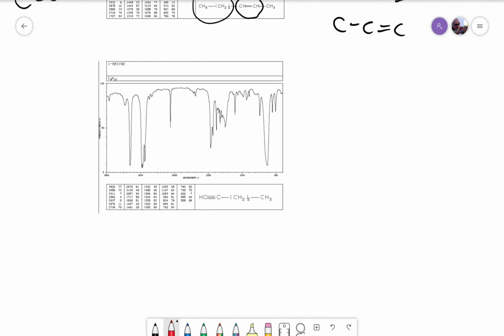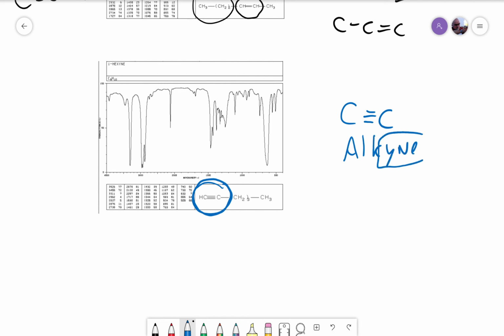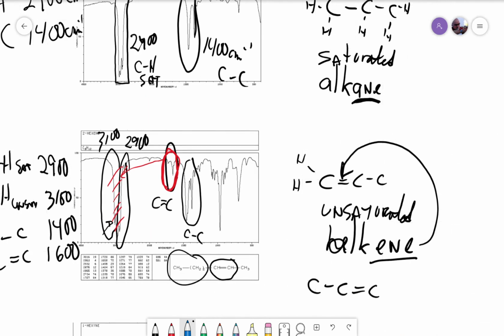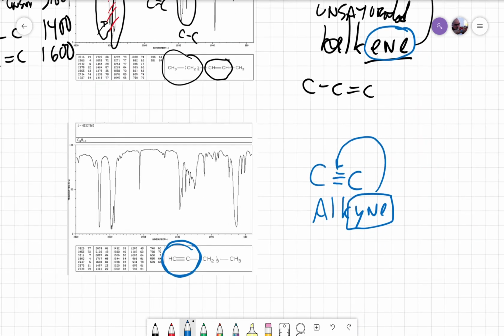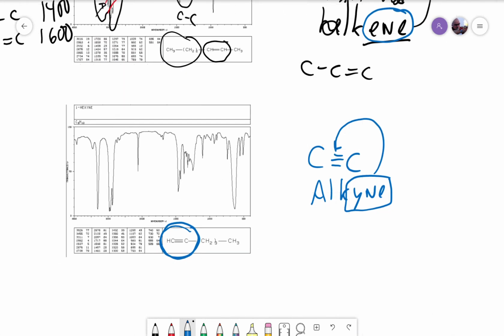The last example would be where we have a triple bond in the system. If you have a triple bond, this is called an alkyne, where the YNE ending means triple bond. Alkane, single bonds. Alkene, double bonds. And alkyne, triple bonds.